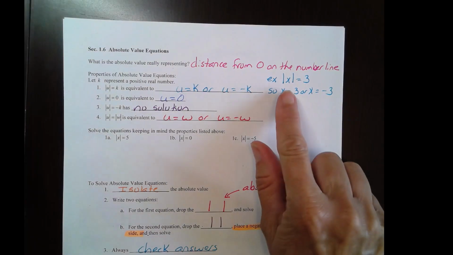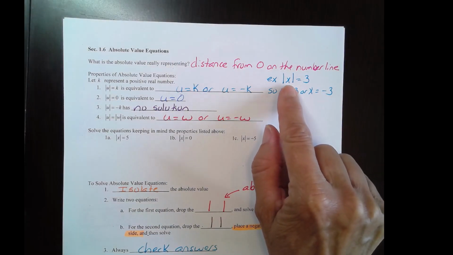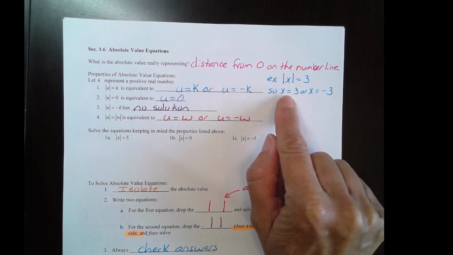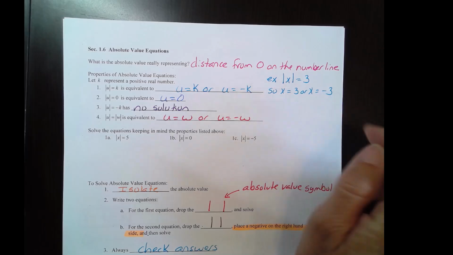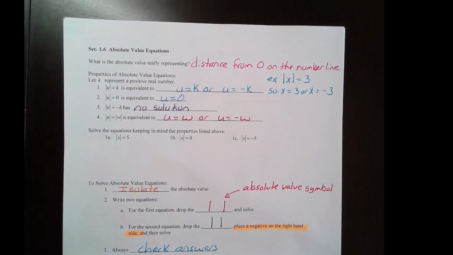So if you think about the absolute value of x equaling 3, you're asking yourself, what numbers are 3 units from 0? So those two answers would be 3, because 3 is 3 units from 0, but also negative 3 is 3 units from 0. So when you're dealing with absolute value, you actually have 4 different possibilities.